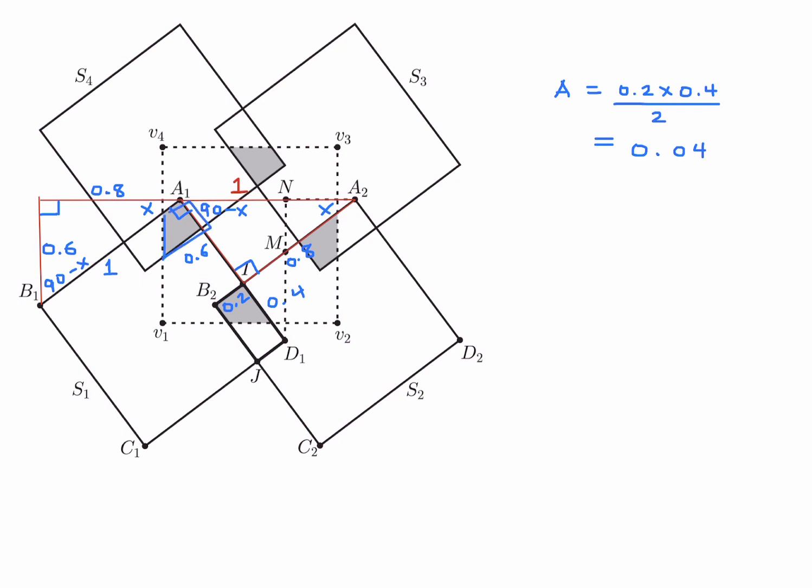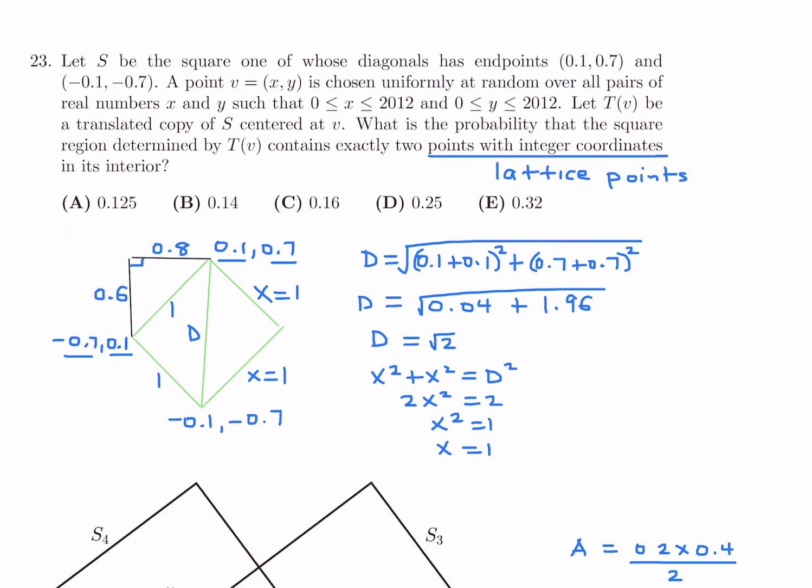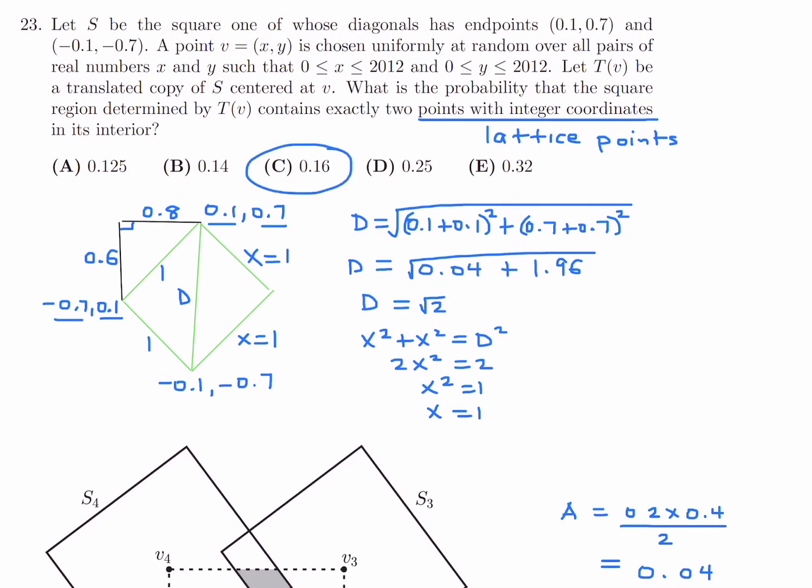But I've got 4 of these regions, right? I just calculated the area of one of them. So if I want the area of all 4 regions, multiply that by 4. And when I do that, I get 0.16. And that is the probability. It's the probability that if V is going to be placed in those shaded regions, you will get the square covering exactly 2 lattice points. And therefore, number 23, the answer is C.